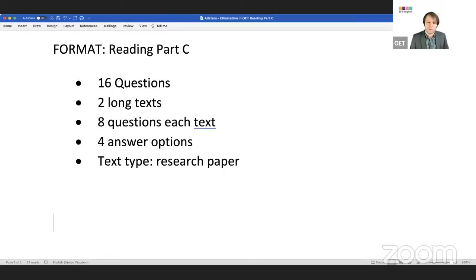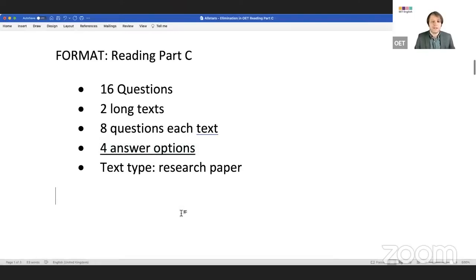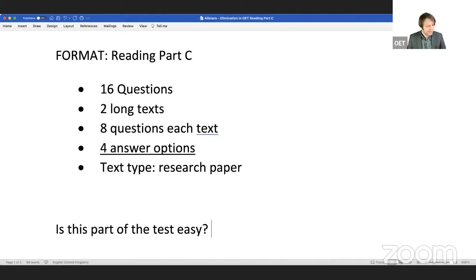Okay, now there are 4 options to choose from. Is OET Reading Part C easy? Is this part of the test easy? It's easy, right? You should all be saying yes. It's really easy, right? Of course, reading. But what do you think? Someone type an answer to that. Is this part of the test easy?